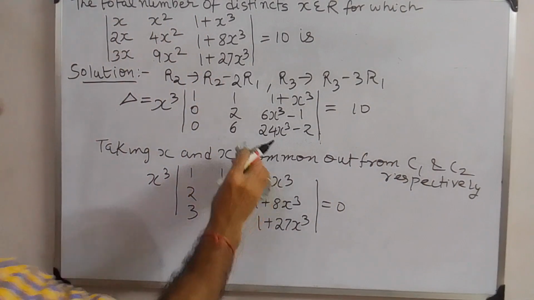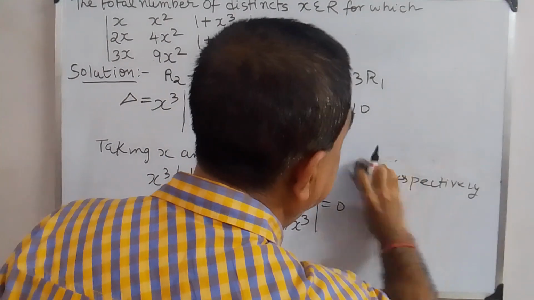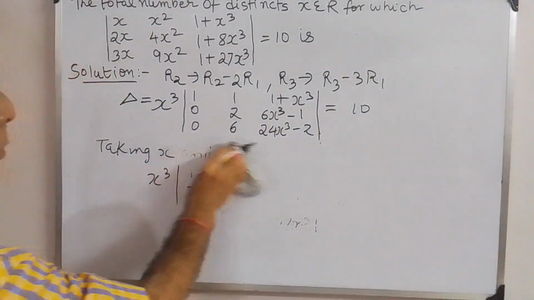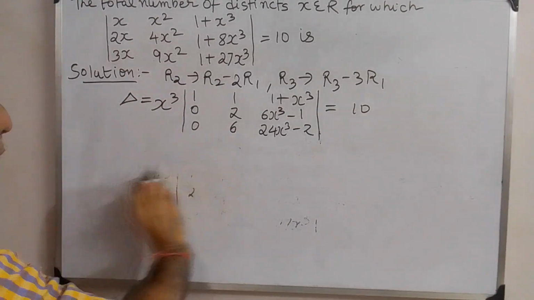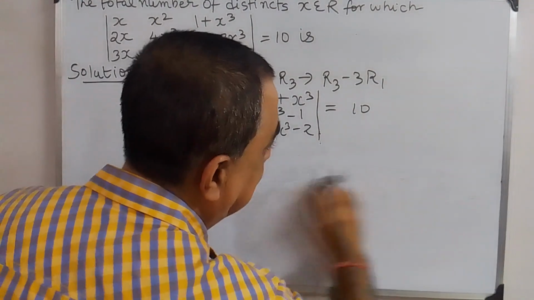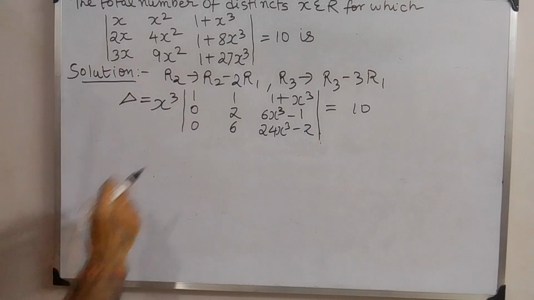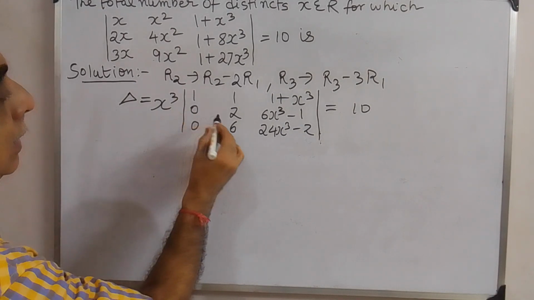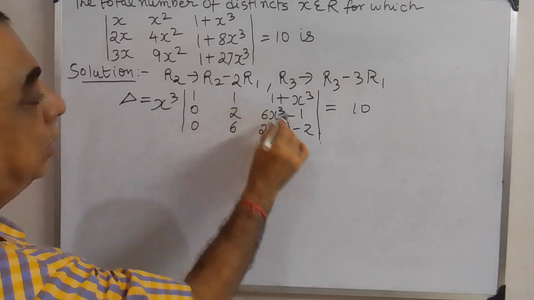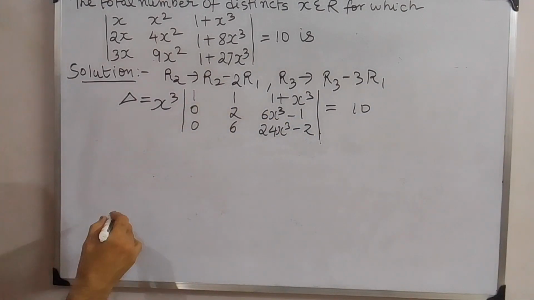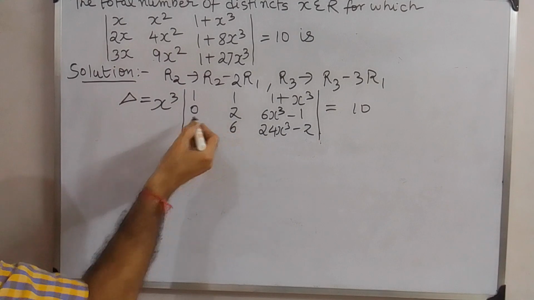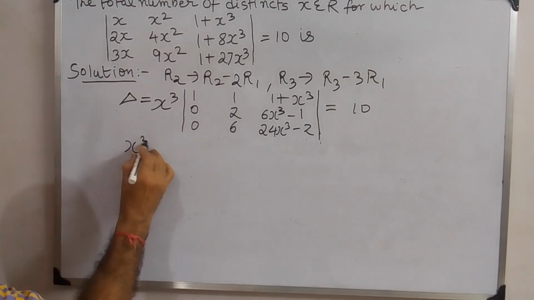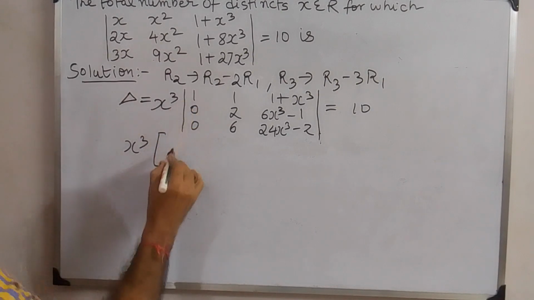Now we will expand the determinant in terms of the elements of the first column, because here it is 0, 0. So here what we will get? Only 1 into the cofactor of 1, because the others are 0, so their value will be 0. So this is equal to x cube into 1.